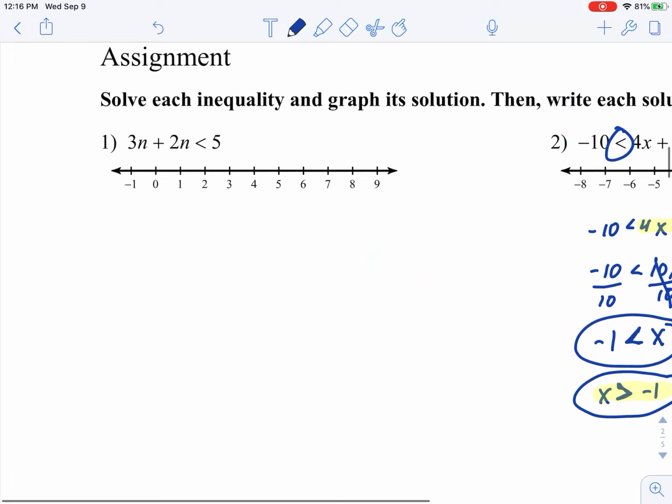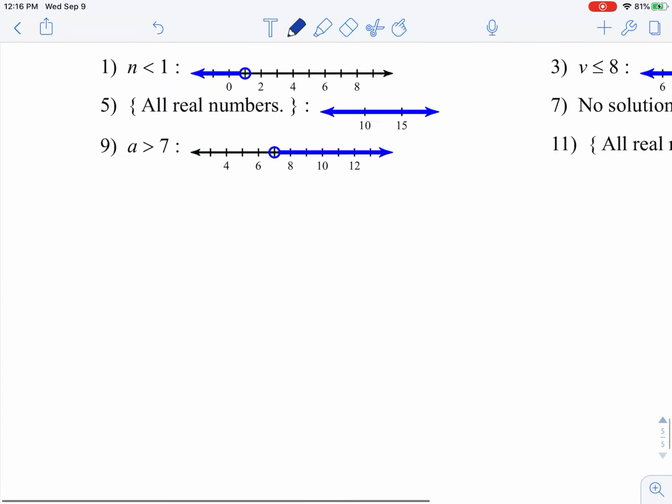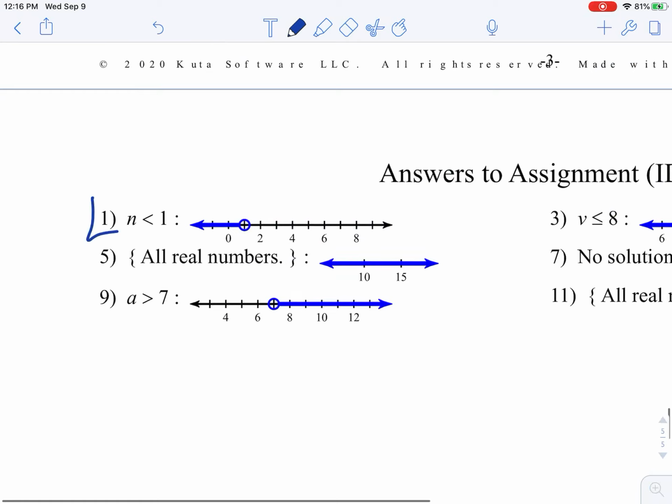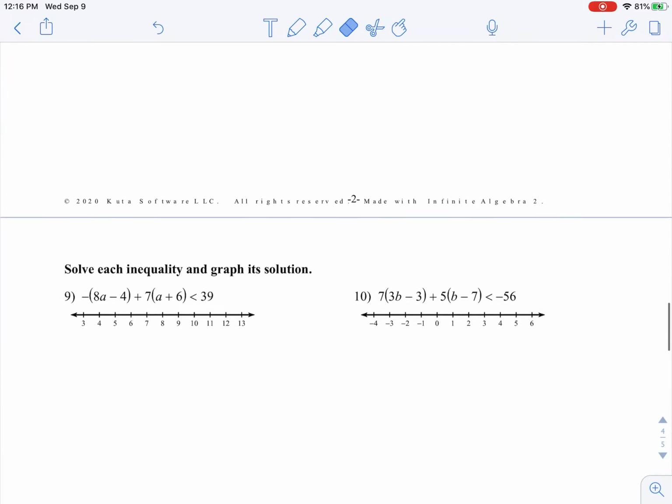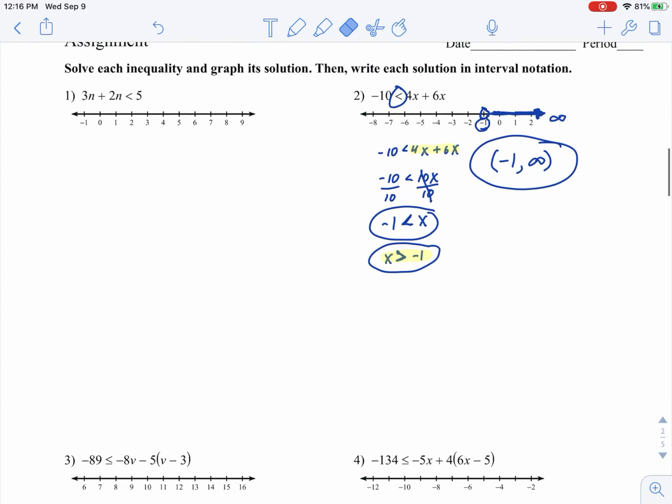By the way, when you do your odds and you go down to check yourself, I will have written in the answers in interval notation in my own handwriting when you go to check yourself. So that's something to remember.